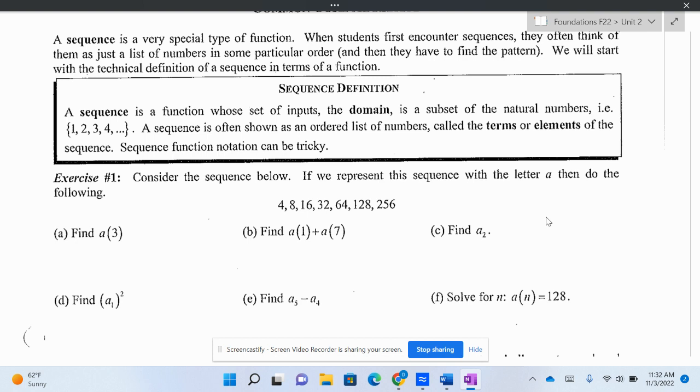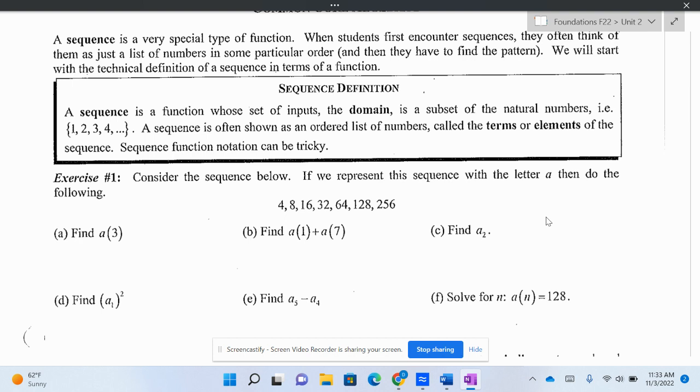So a sequence is a function, which means that we can write an equation for it. The important thing is the domain. Remember, the domain is the numbers that you input into the sequence, the inputs. The domain is the set of natural numbers. So the domain is always going to be the numbers 1, 2, 3, 4, 5, 6, 7, 8, 9, 10, going on forever. Never zeros, never negatives, never fractions or decimals.